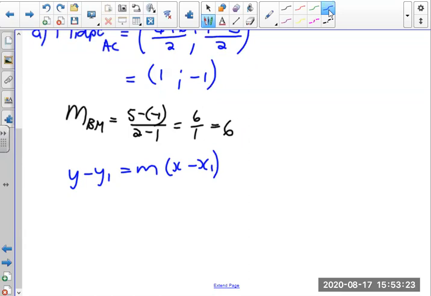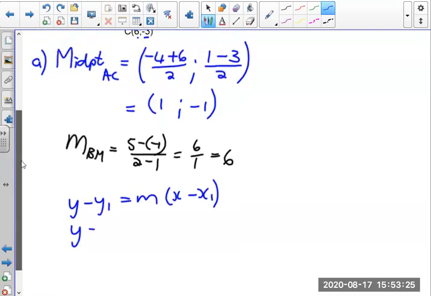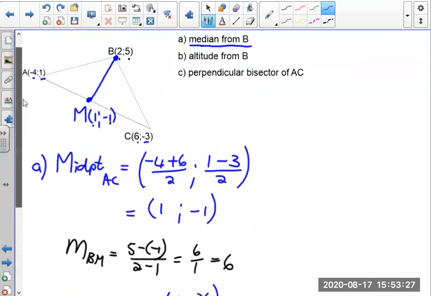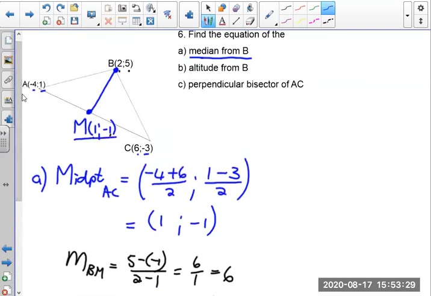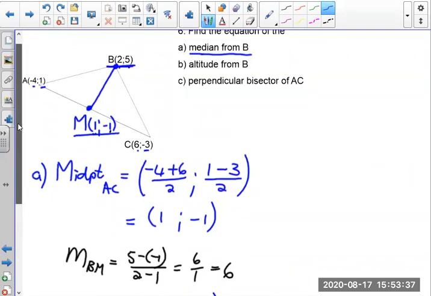So y stays y. Now you can choose. You can choose this point, 1 minus 1, or that point. Doesn't matter because both are on that line. I'm going to take that point in case I made a mistake here.